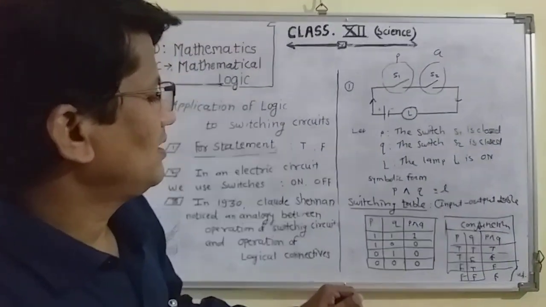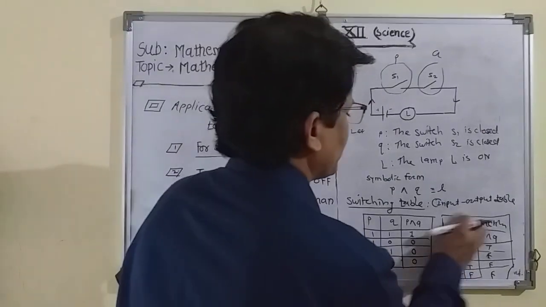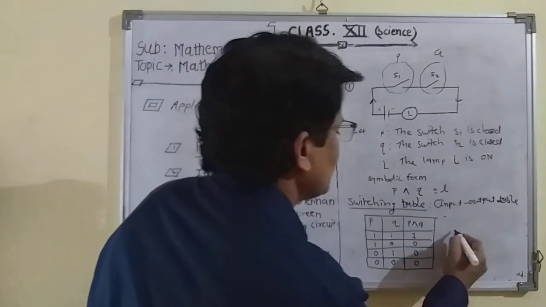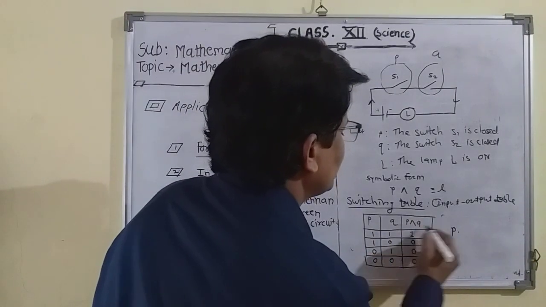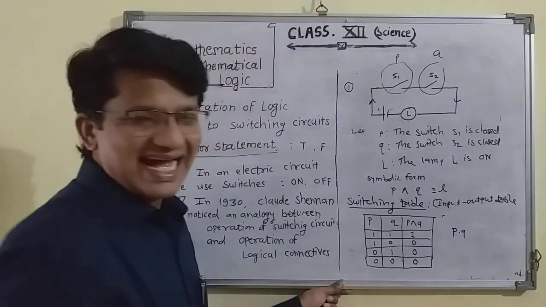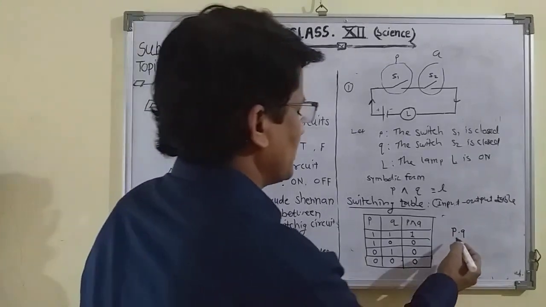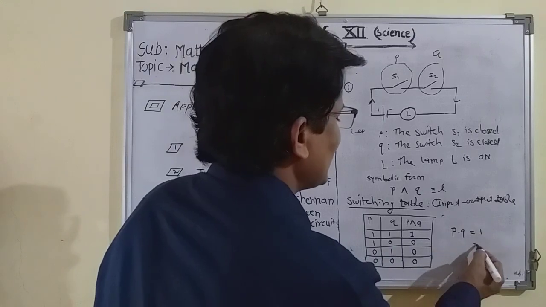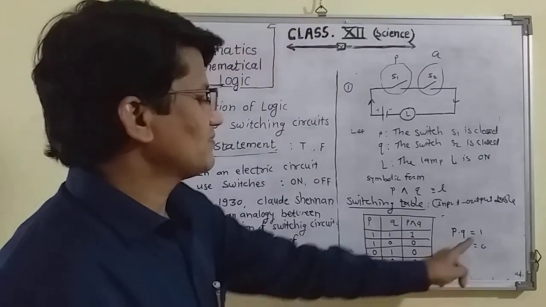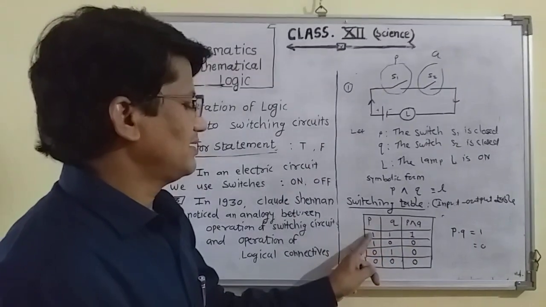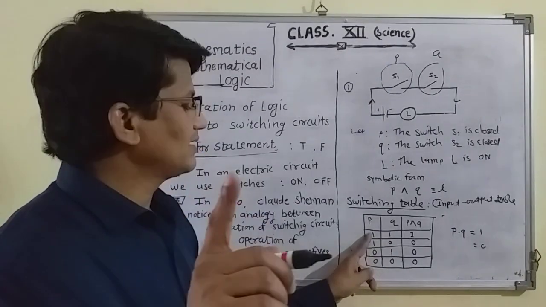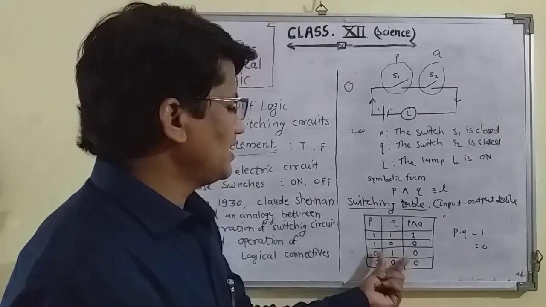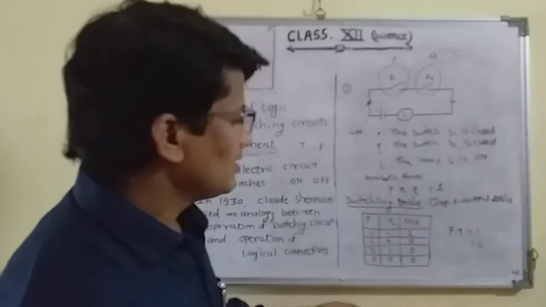Again, for mathematical logic, instead of using 'and' we can use P dot Q, where 'and' is replaced by dot. P dot Q is equal to 1 as well as 0. It is 1 when P has output 1 and Q has output 1. In other conditions, it is given as 0.